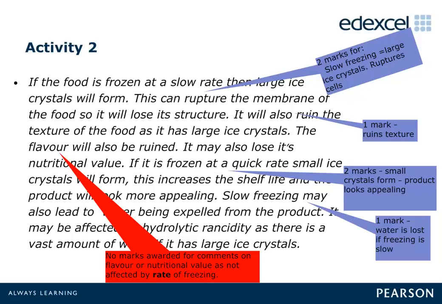Further on, 2 marks are given for stating that quick freezing results in small ice crystals, which looks more appealing, that is, retains quality. A final mark is given for stating that water is expelled from the product when frozen slowly. This is quite a muddled response that would have benefited from being planned. Reference to changes in nutritional value and flavour are not correct, as these aspects would not be affected by the rate of freezing.